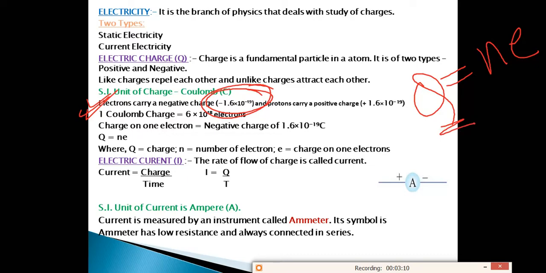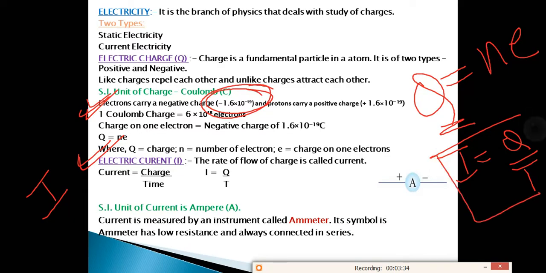Now the next topic which we have to read is electric current. Electric current is represented with the capital letter I. So what is electric current? The rate of flow of charge is called current. We write the formula of current: I is equal to Q by T. This is the formula for current, where I is the current, Q is the charge, and T is the time. So current is equal to charge by time. Rate of flow of charge is called current.